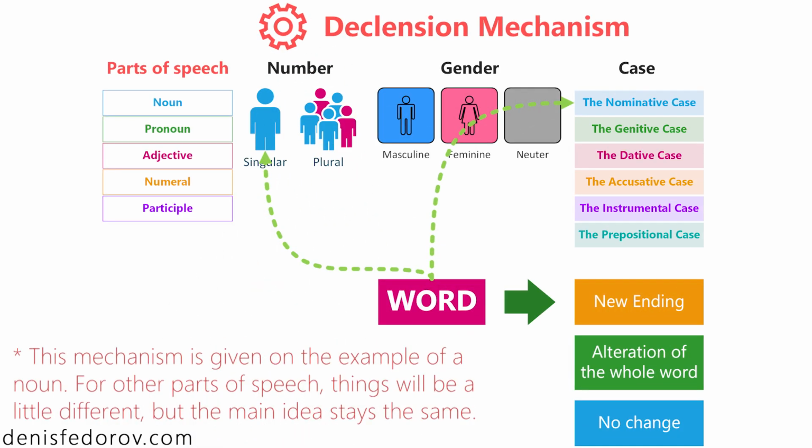But don't forget that there are also a grammatical number, singular and plural forms, and a grammatical gender, masculine, feminine, and neuter. And they all together form this declension, which means they directly influence cases and each other. So, how is declension done in Russian? Generally, the mechanism looks quite simple. We take a word in the nominative case singular form.